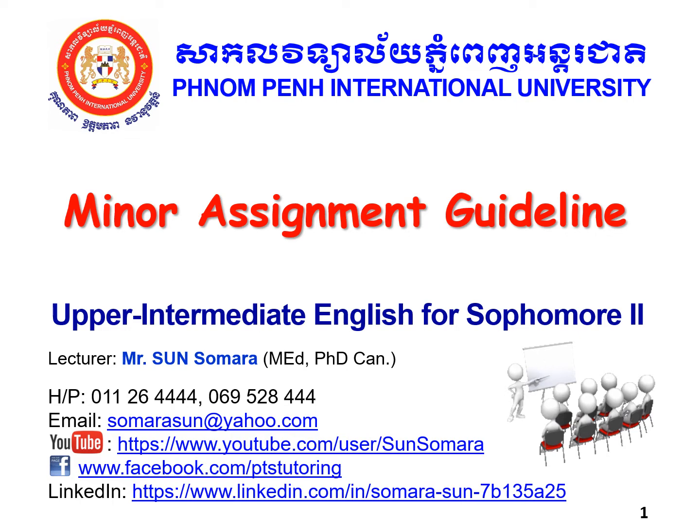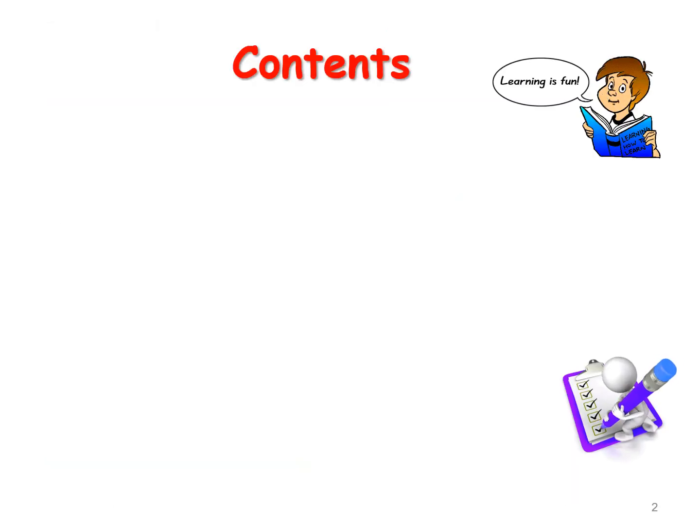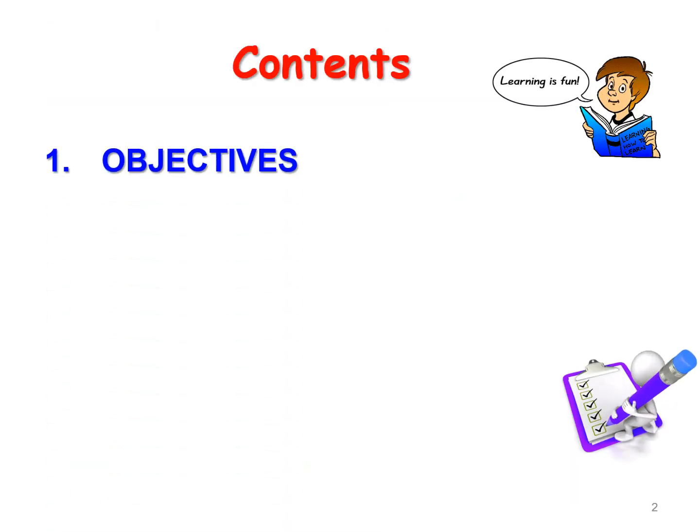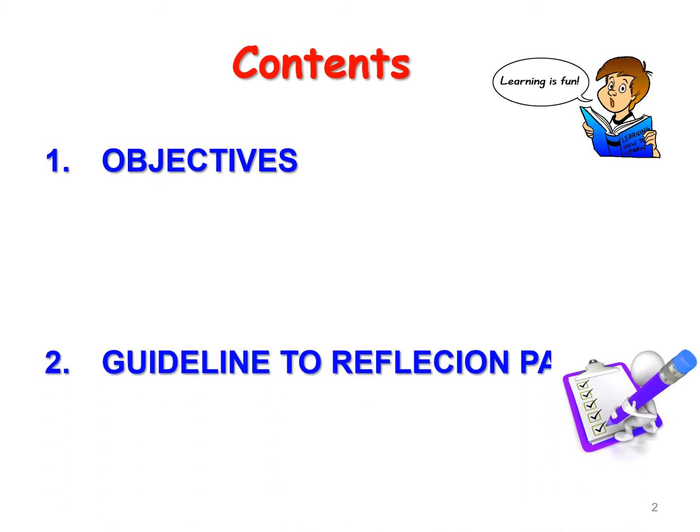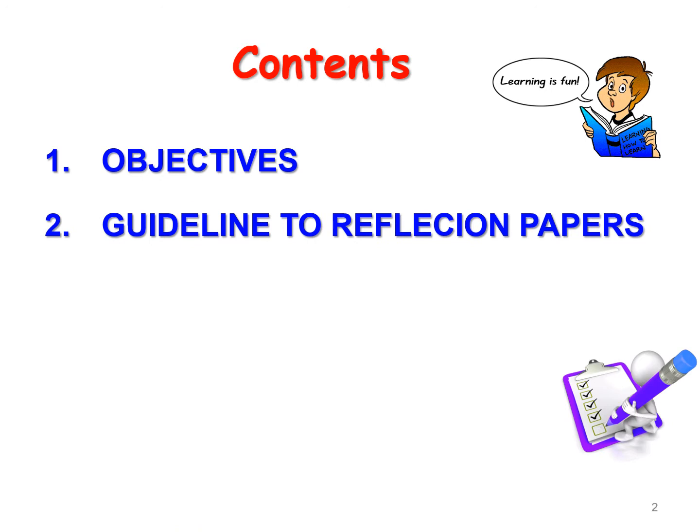So this part I will explain to you regarding what we want to do with our minor assignment. We want to do at least 3 minor assignments in this semester. So here are the contents that I'm going to talk about: the objective, and the guideline for two reflection papers.